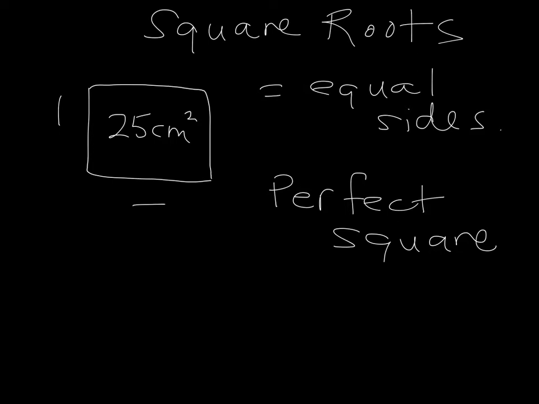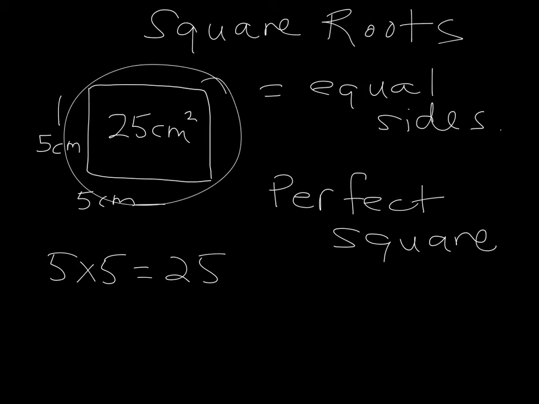Keeping in mind that it's all equal sides, it has to be the same number multiplied by itself to give you 25. So the answer would be 5 centimeters times 5 centimeters, because 5 times 5 equals 25. So this square is a perfect square because it has two whole numbers that when you multiply them together give you 25, and they're whole numbers, not decimals. And again, the number has to be the same. So it can't be 4 times 5 or 6 times 7. It has to be the number multiplied by itself.